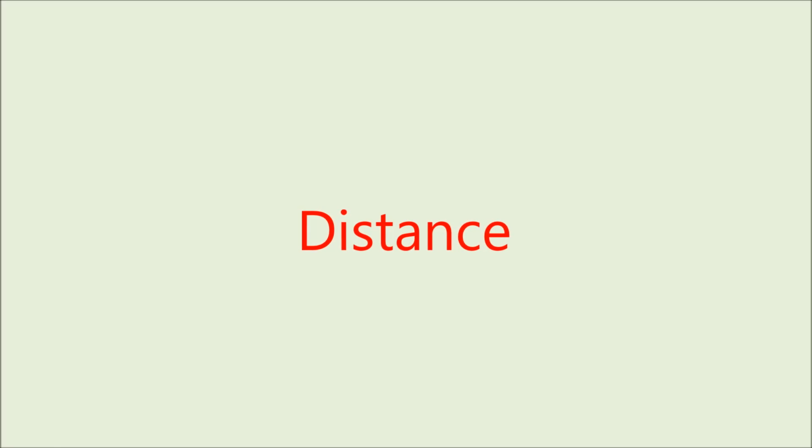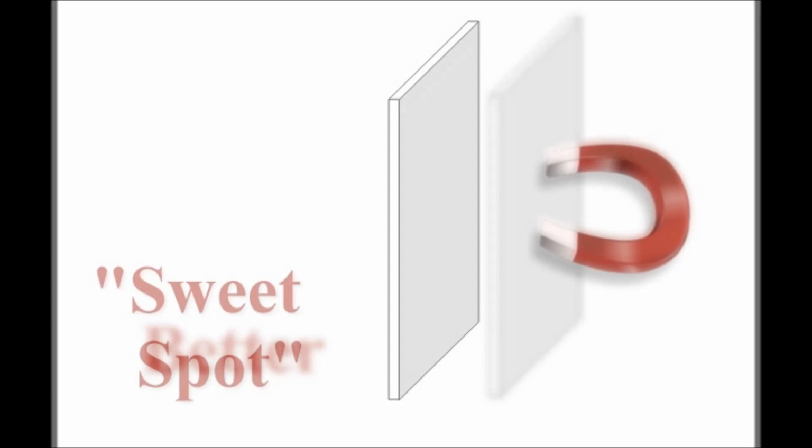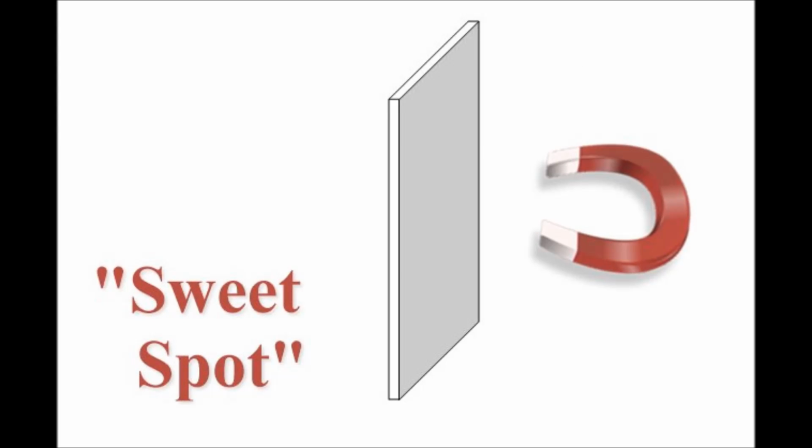Distance from the shield to the source of the field. As the distance from the source increases, the concentration of magnetic field lines decreases. Saturation may be less of an issue unless shield size must also be increased. You may find that there is a sweet spot or location for the shield which yields the best performance.